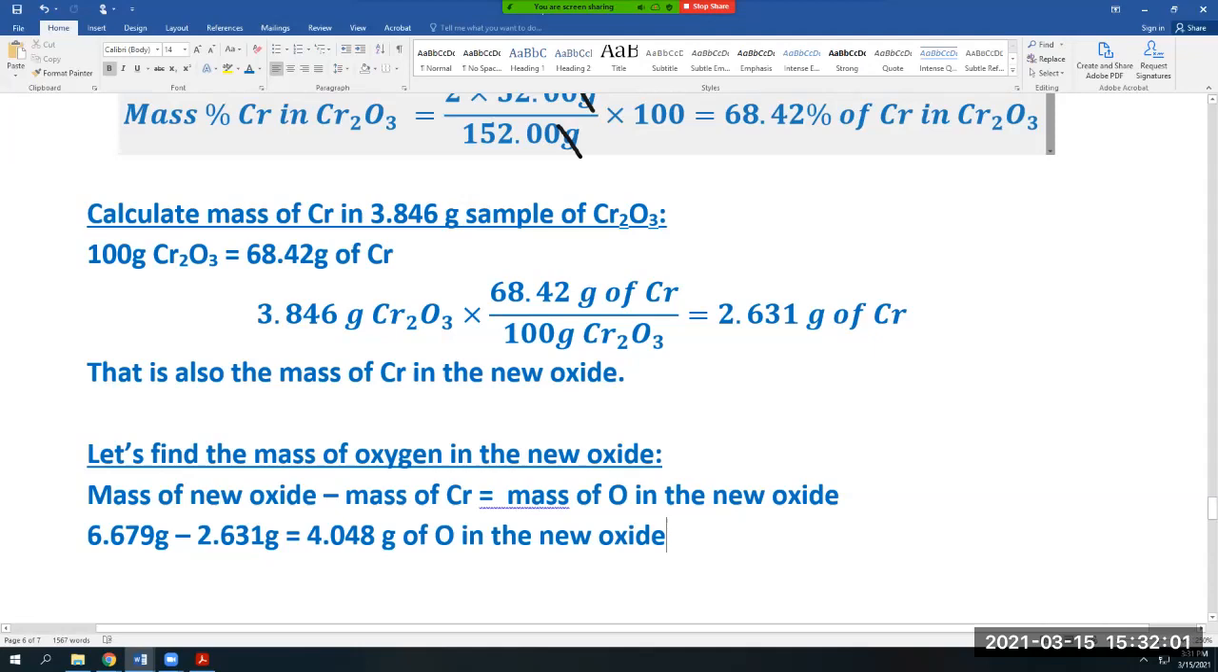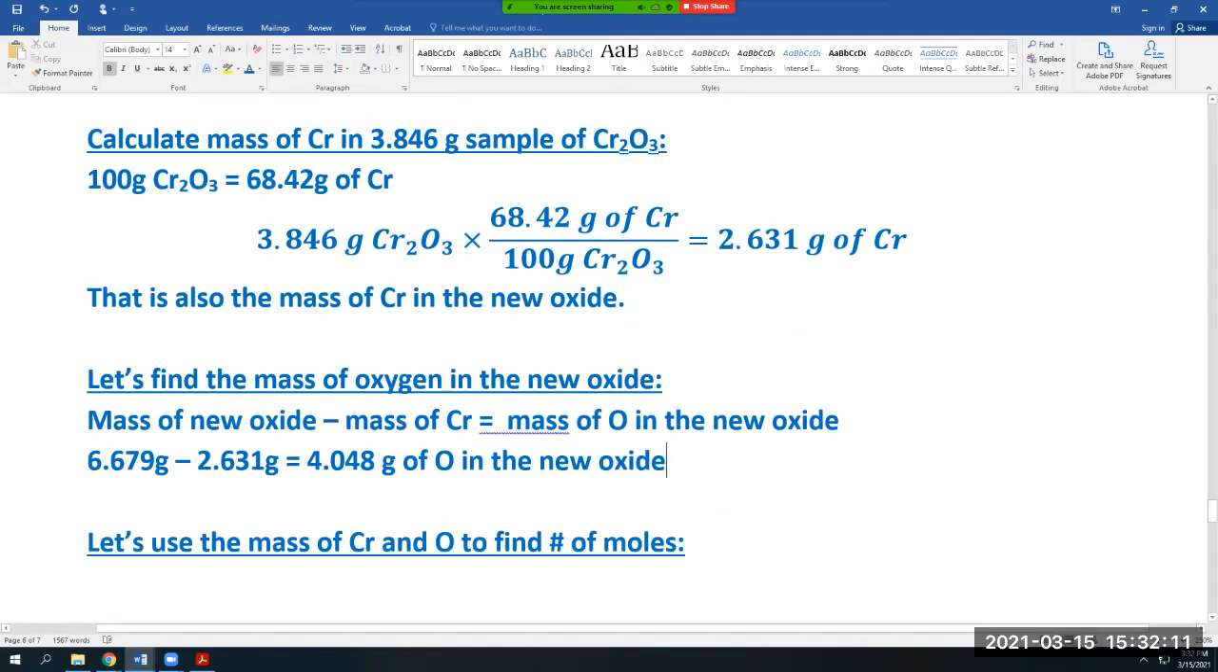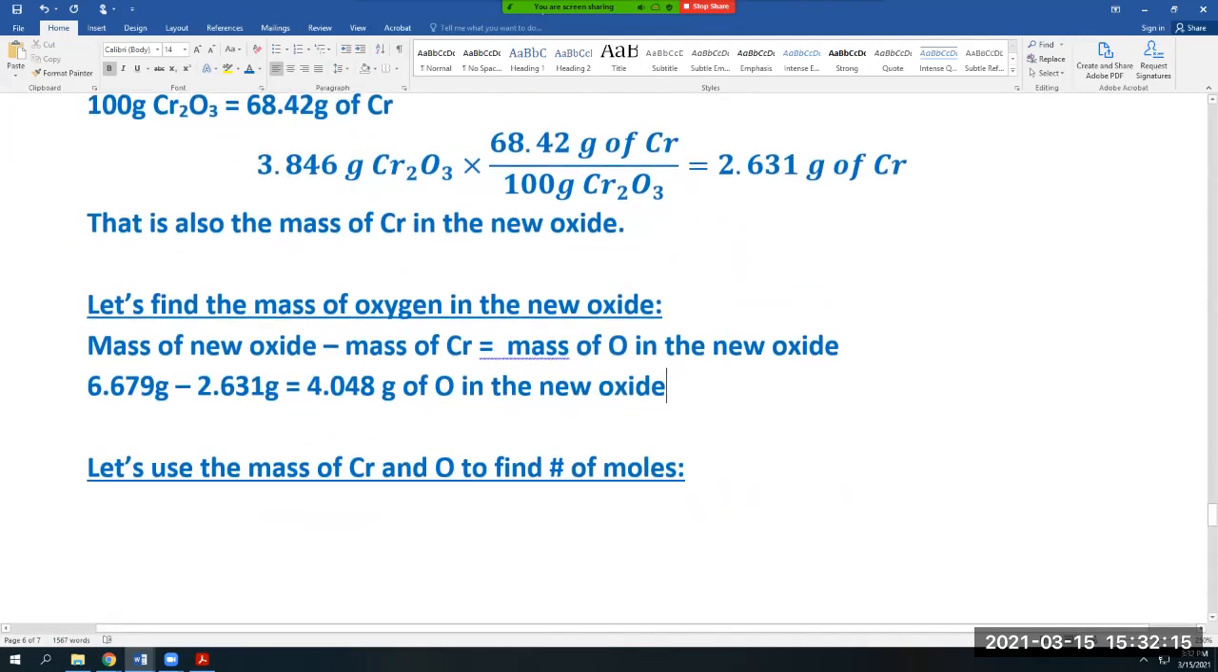is change those into number of moles, right? Because to get a formula, we need number of moles. Mass doesn't work for that. So let's use the mass of chromium and of oxygen to find the number of moles we have. So let's start with chromium. We have 2.631 grams of chromium.